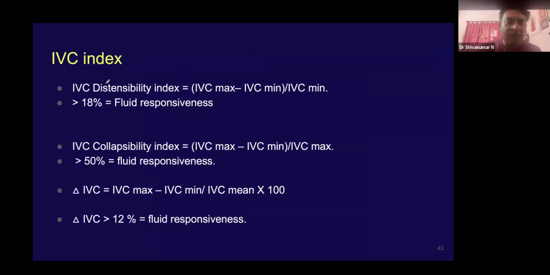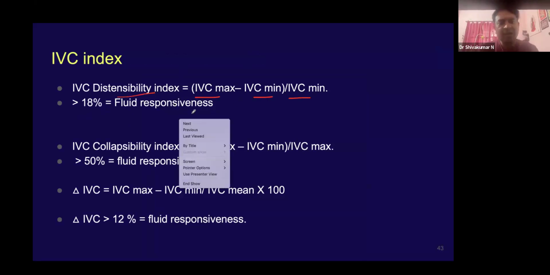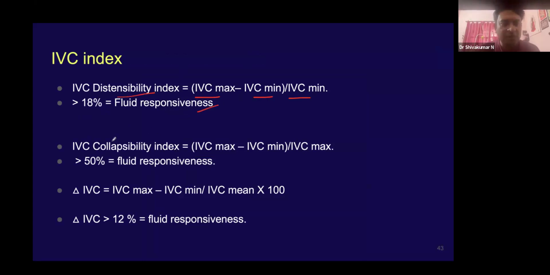In a patient on mechanical ventilation, this is the formula. IVC distensibility index is equal to maximum IVC diameter minus minimum IVC diameter, divided by the IVC minimum diameter. If it is more than 18%, the patient may be fluid responsive. In a spontaneously breathing patient, we use the IVC collapsibility index. The formula is IVC diameter maximum minus minimum, divided by IVC maximum. If it is more than 50%, the patient is fluid responsive. The first is for a patient on a mechanical ventilator on positive pressure; this one is for a spontaneously breathing patient.